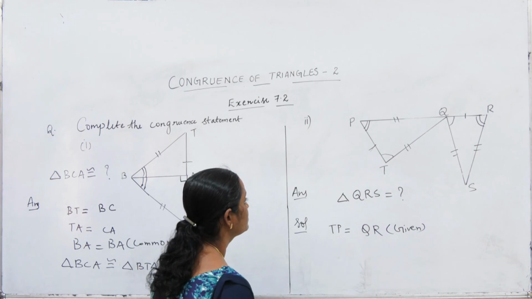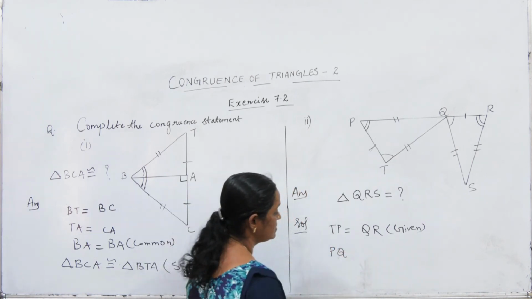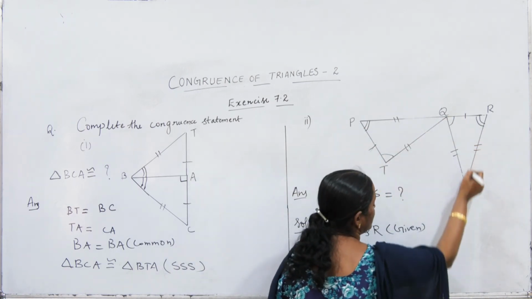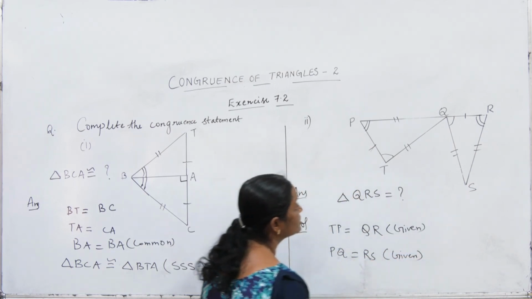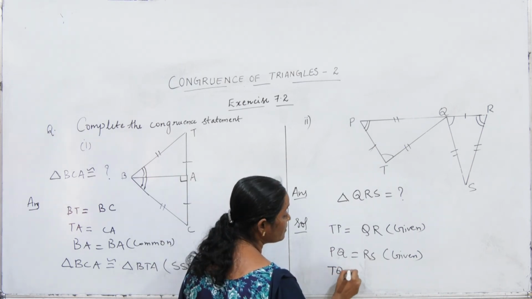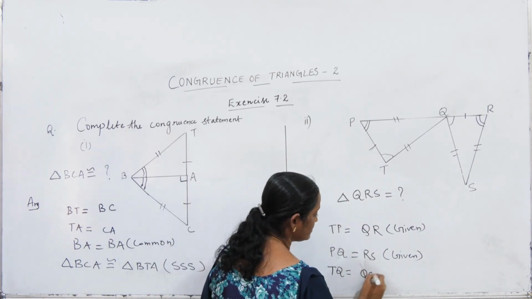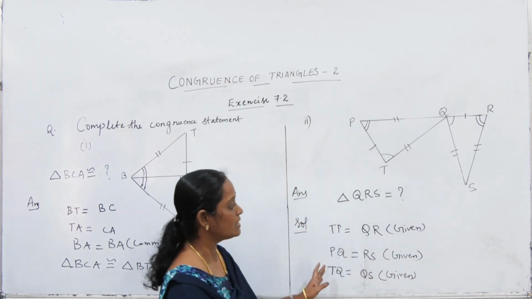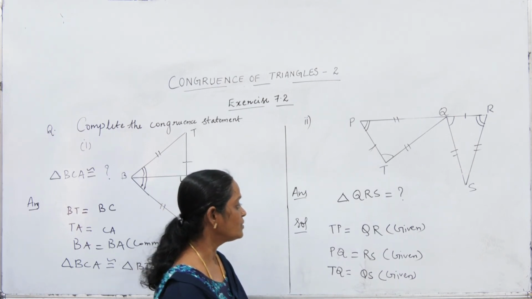Next, PQ and RS are equal. This side PQ is equal to RS. It is given in the question. And the third side TQ is equal to QS. It is also given in the question. All the three sides of one triangle are equal to all the three sides of another triangle. So these two triangles are congruent.